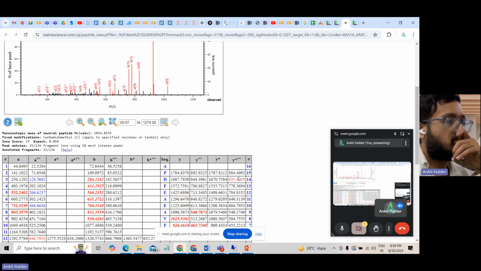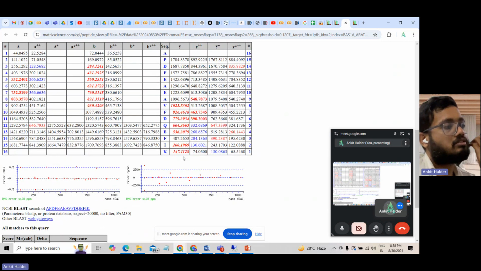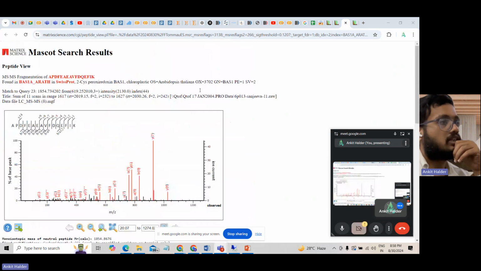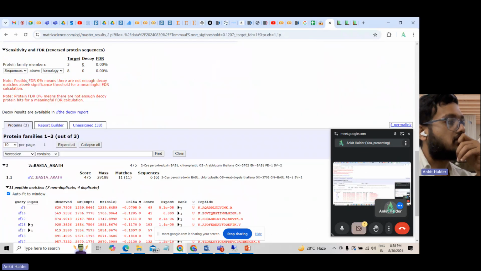So we go down. These are the Y ions and these are the B ions that have been identified. You can see these are the Y ions and these are the particular B ions that have been identified. So this is how we can do that.